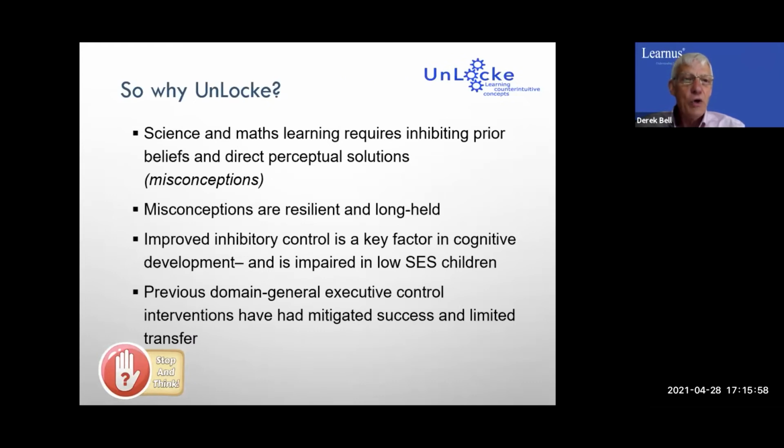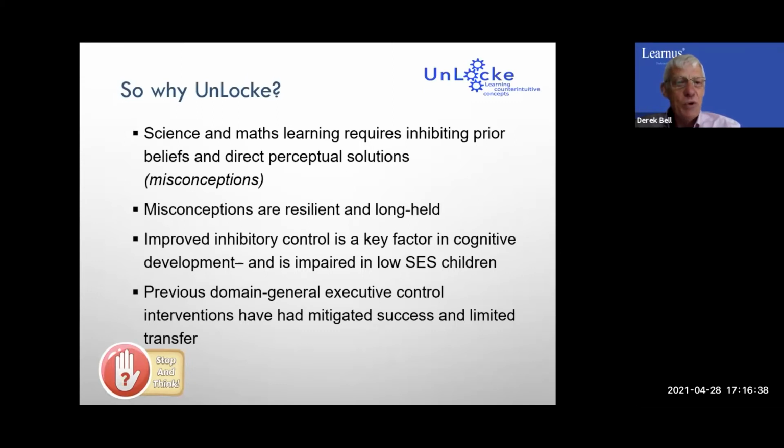So basically, UnLocke, using the research and developing the concept from the research, starts from what we know: in science and maths, there are quite a number of counterintuitive issues, whether they're from intellectual points of view or perceptual points of view, and they lead to misconceptions. Can we actually improve the way that children deal with that? We also know that the misconceptions are actually quite resilient and long held, if in fact they ever go away. We don't know about that, but they do resist change.